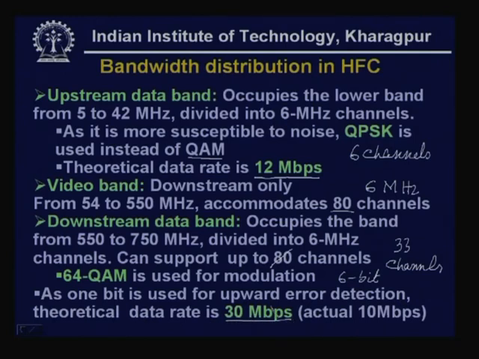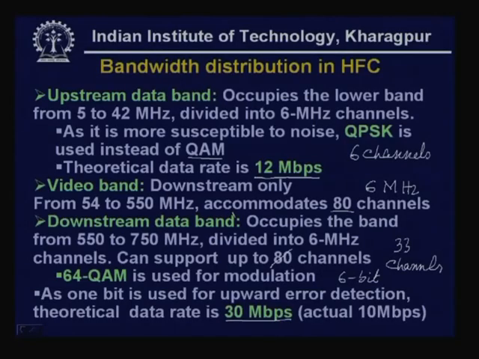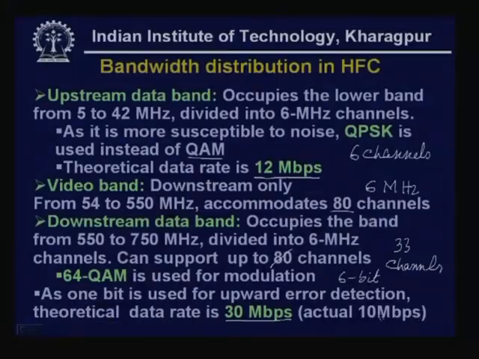However, in practice the actual data rate will be 12 megabits per second. You may be asking why the actual data rate is 12 megabits per second. The reason is that the cable being used for this downstream data is essentially 10 Base-T twisted pair cable, and with the help of that you can support only 10 megabits per second. As a consequence, the actual data rate will be much smaller.